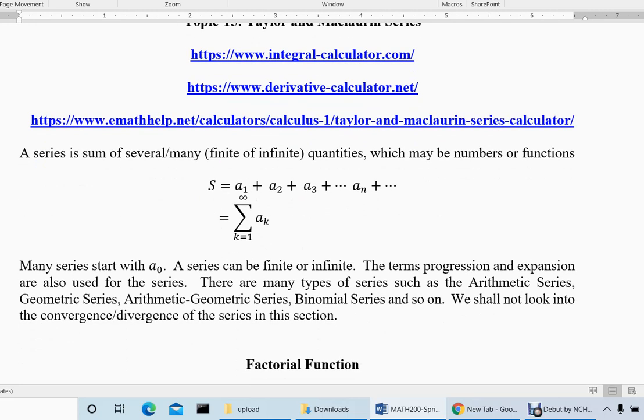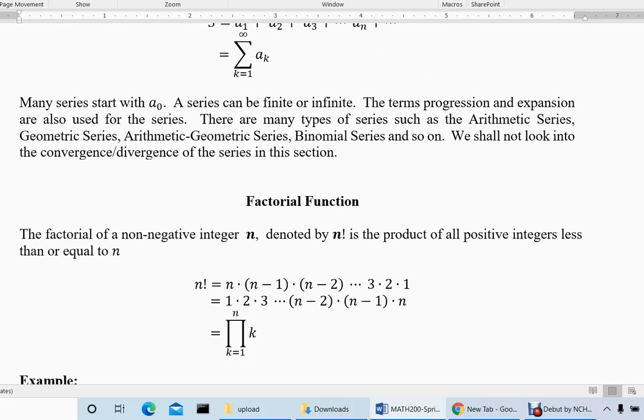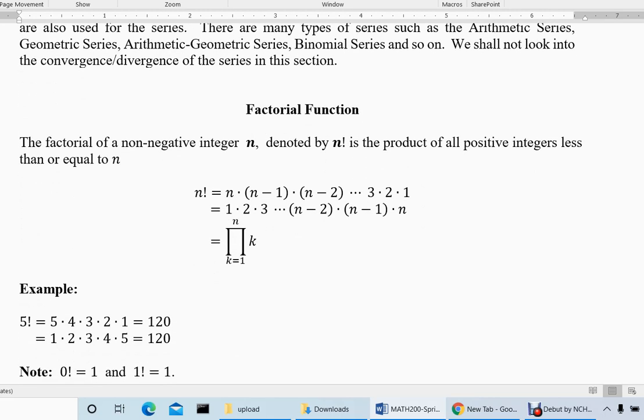And we write S equal to A1 plus A2 plus A3, and the three dots mean it will continue. There will be some term An, and again it will continue. Sometimes it will be finite, sometimes infinite, and we use the sigma notation. K starts from 1 to infinity. Sometimes we write K starting from 0 also, and if it is finite we stop at some known number M or N. Now there are many types of series, like the geometric series, the arithmetic series, the binomial series, and so forth. We do not have to worry about those. Now we have to learn the factorial notation.